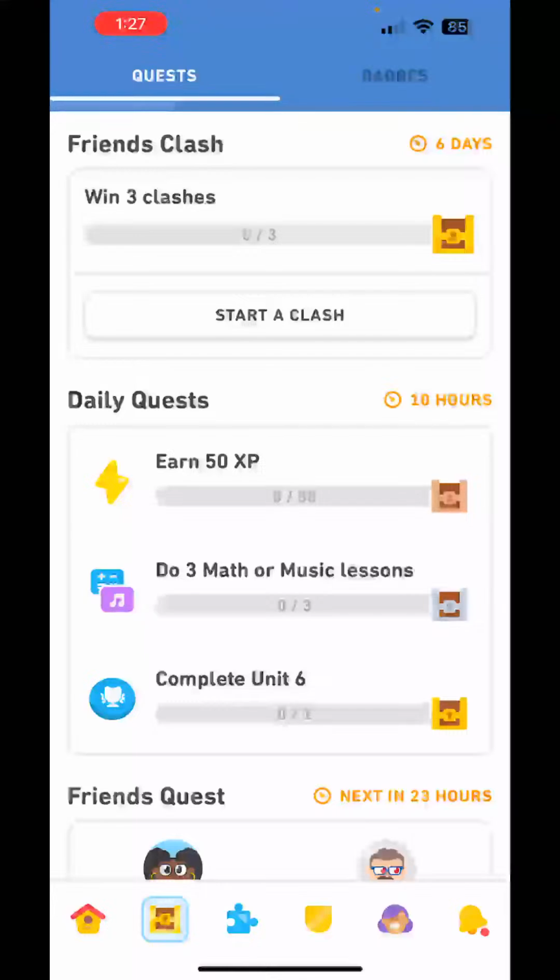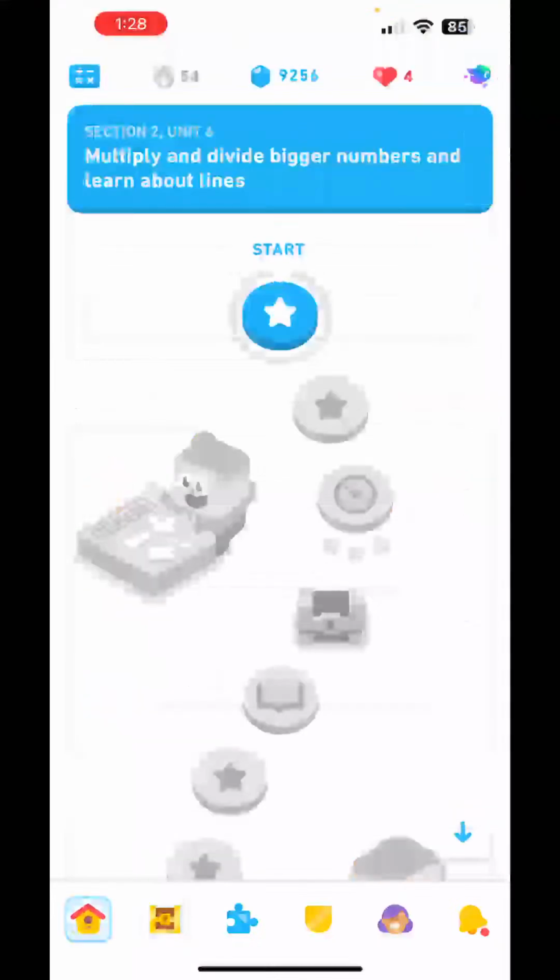Today we are going to be doing some math lessons in Duolingo. Of course, we're going to be doing our daily quest. We need to earn 50 XP, do 3 math or music lessons, and complete Unit 6. So I thought today we would focus more on our math skills and strengthening those. If you are interested, grab a pen, some paper, a pencil, whatever you use to write, and let's start with some math.